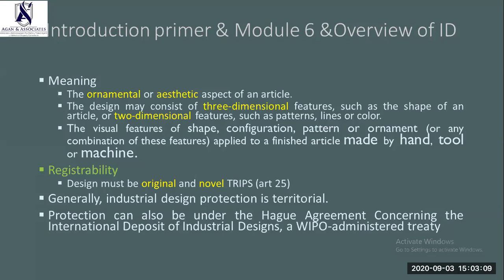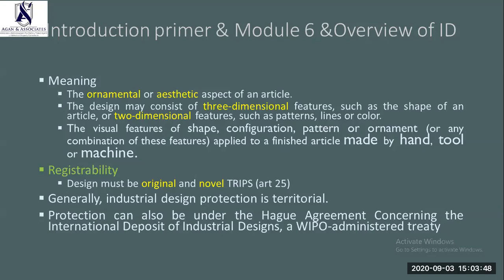And it is actually what we see on the outside. It is what we see on the outside whenever we look at a particular part. The aesthetic or the ornamental of a product. It can either be a three-dimensional feature, or can also be two-dimensional.